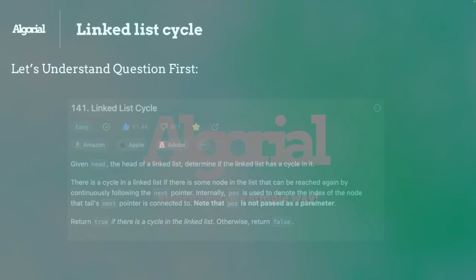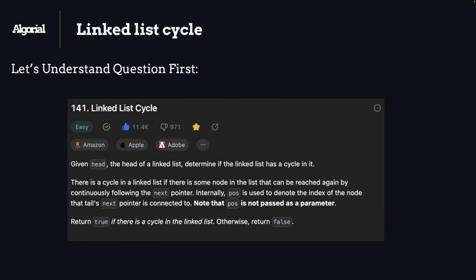Okay, here is the problem. Given the head of a linked list, determine if the linked list has a cycle in it. There is a cycle in a linked list if there is some node in the list that can be reached again by continuously following the next pointer. Internally, pos is used to denote the index of the node that the tail's next pointer is connected to. Note that pos is not passed as a parameter. Return true if there is a cycle in the linked list, otherwise return false.